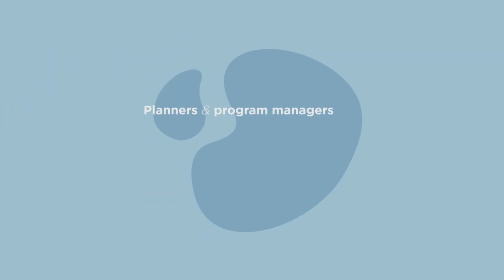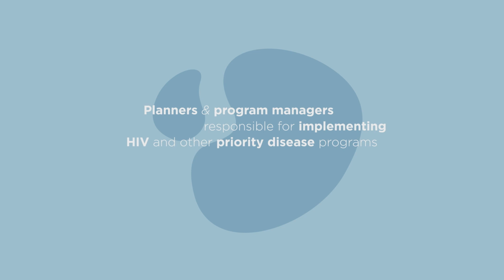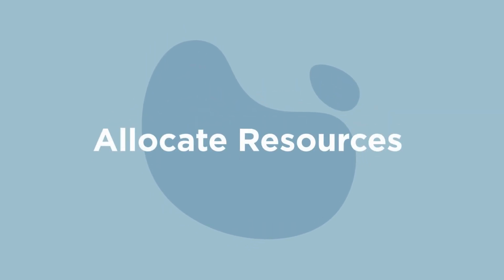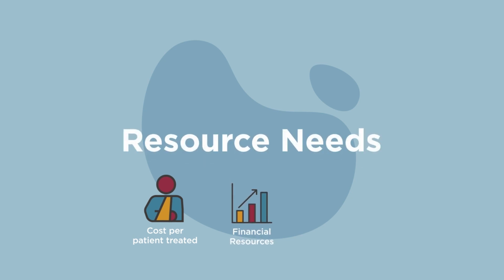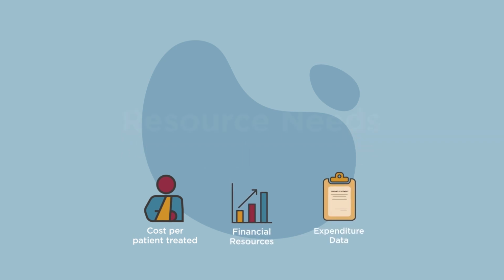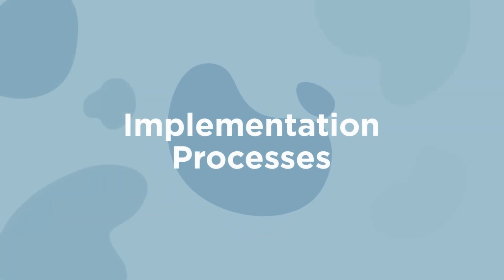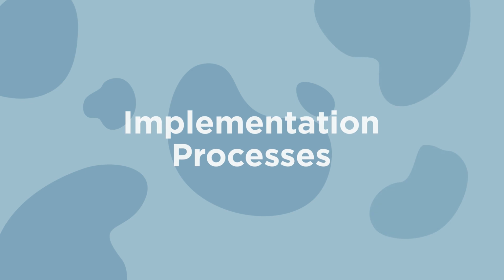Planners and program managers responsible for implementing HIV and other priority disease programs are required to secure adequate funding for their programs, budget for and allocate resources between interventions, and track actual expenditure. Access to accurate costing data about available financial resources and resource needs, and expenditure data is essential to inform these planning and implementation management processes.